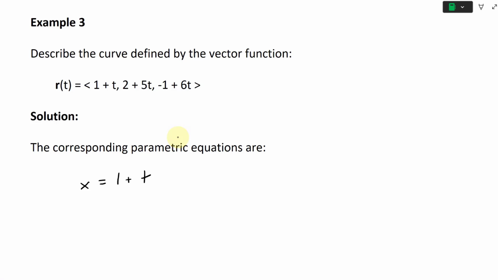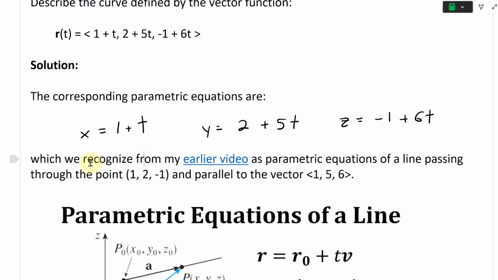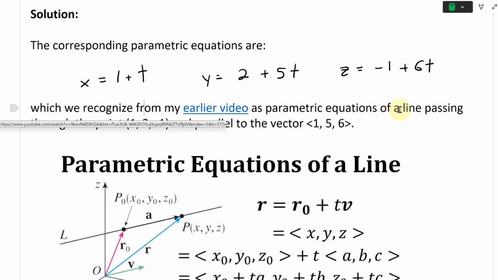Let me write this a bit neater. Then y is equal to 2 plus 5t, and z is equal to negative 1 plus 6t. Now we recognize these parametric equations from my earlier video as parametric equations of a line passing through the point 1, 2, negative 1, and parallel to the vector 1, 5, 6. That's the direction, the constants in front of the t.